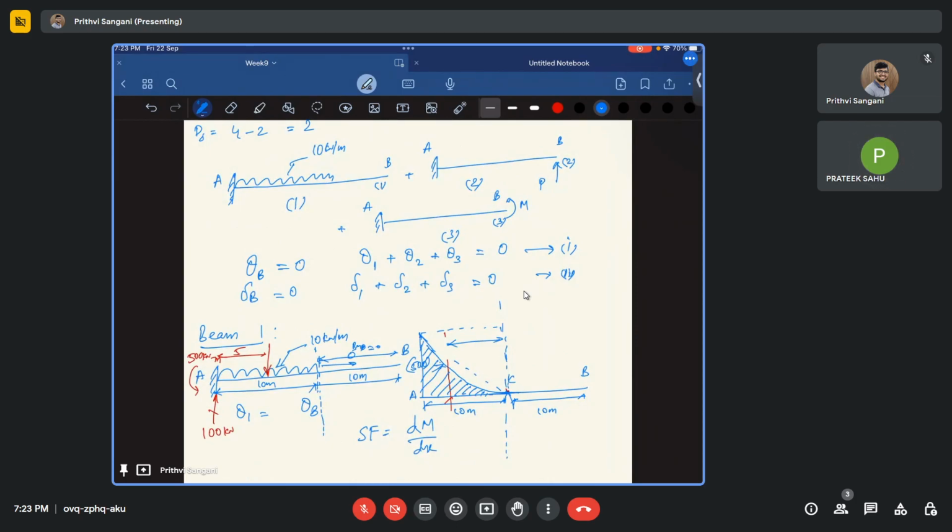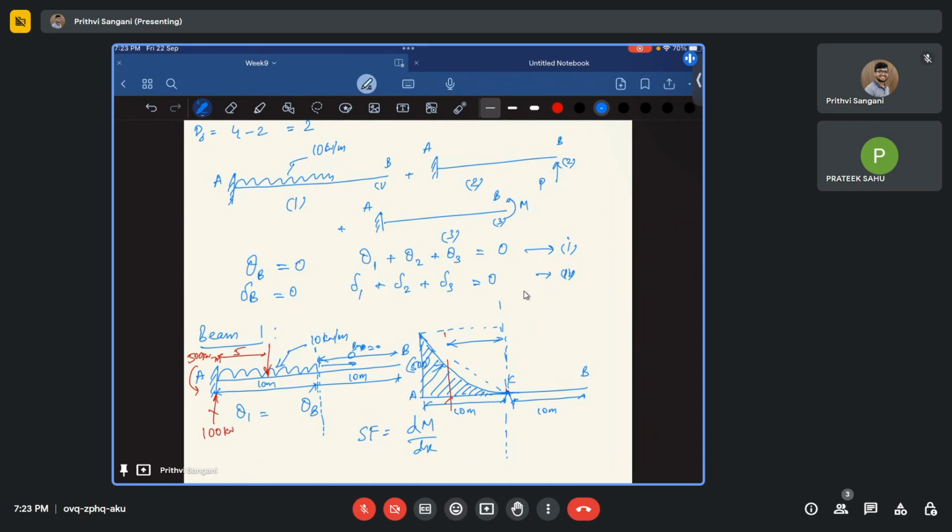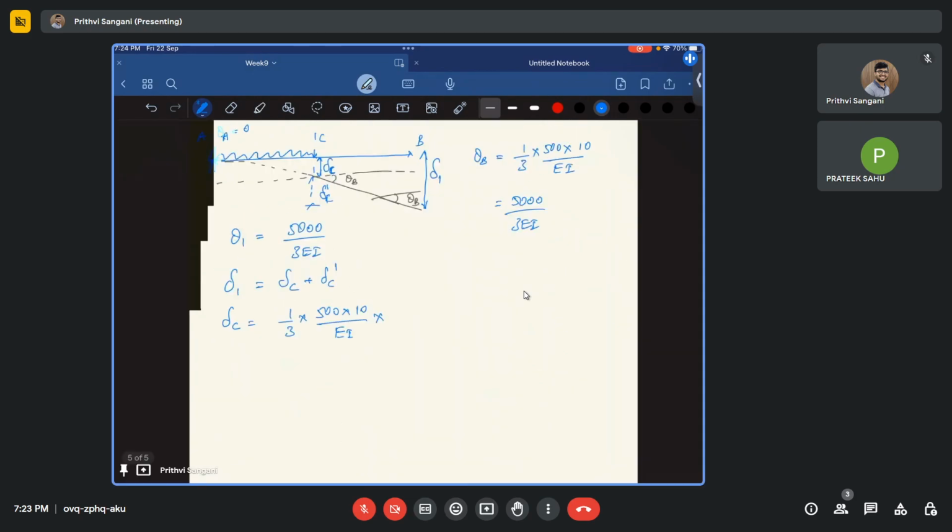So 2 by 3 from here, 2 by 3 times 10. No, no, that is for the triangular shape. This is not the triangular shape, right? This is parabolic. So for the parabolic, it will be 3 by 4. Yes, okay sir. For the parabolic, maybe it will be helpful.